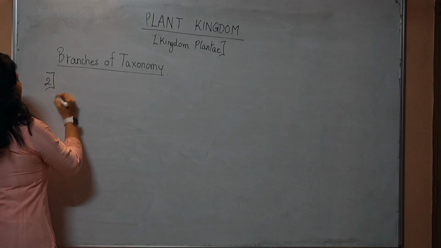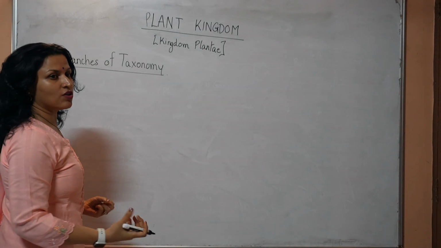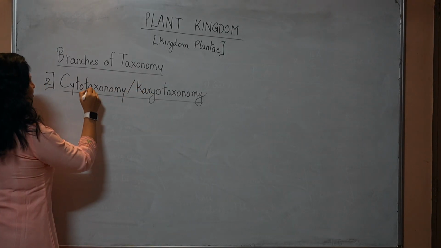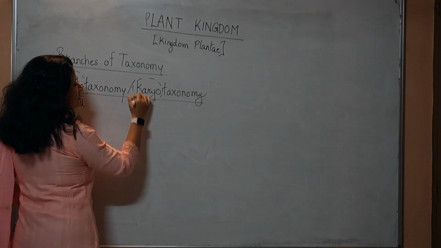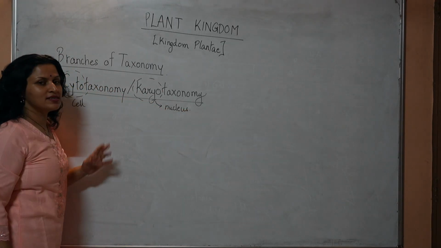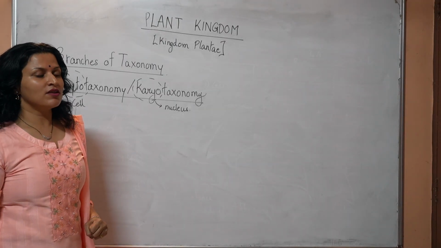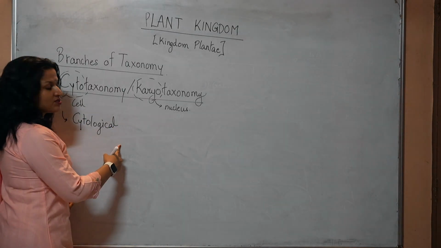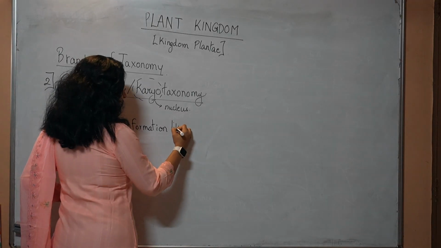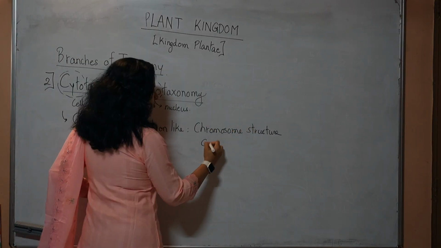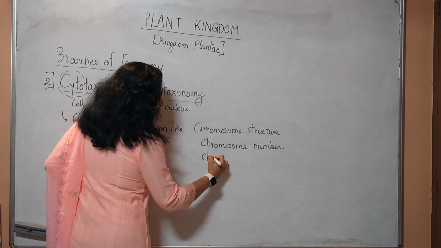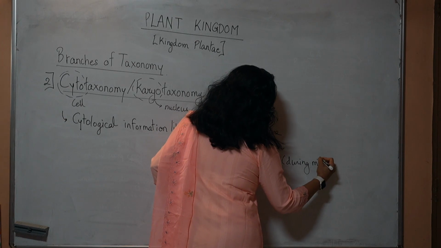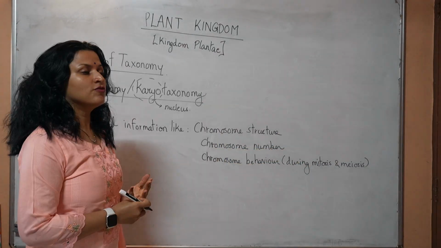The second method of taxonomy from which we can deduce information about organisms is cytotaxonomy, also known as karyotaxonomy. Cyto means cell, karyo means nucleus. Information about the cell and the nucleus is considered for gathering data or information. Cytological means related to cell information like chromosome structure, chromosome number and chromosome behavior during cell divisions like mitosis and meiosis. All these characteristics are considered for deriving information.